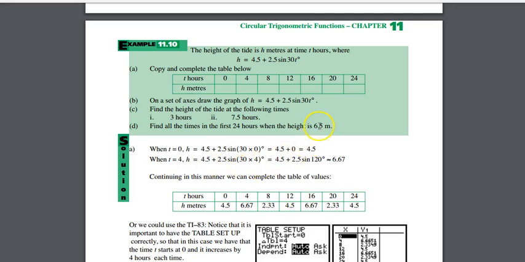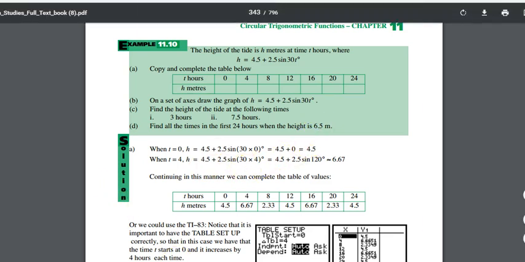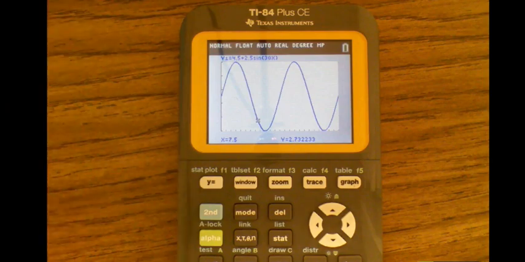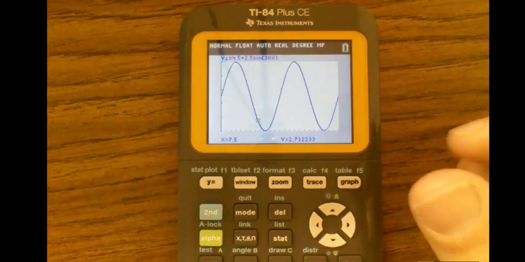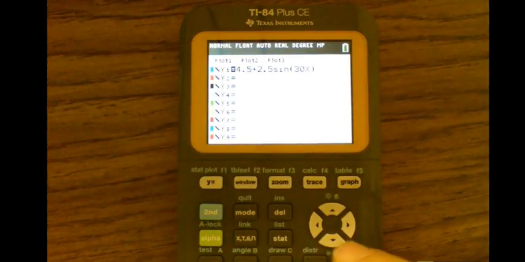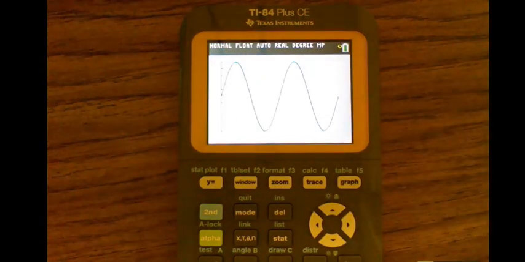So find all the times when the height is 6.5. If I go to the calculator, I'm going to go back into my y equals, and in this case I'm just going to graph a separate graph for y equals 6.5. I'm going to hit graph. So you can see there are 4 points of intersection. So there are 4 times within a 24-hour period where the height was 6.5.